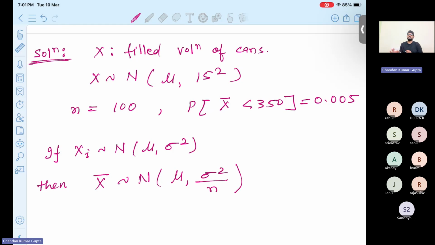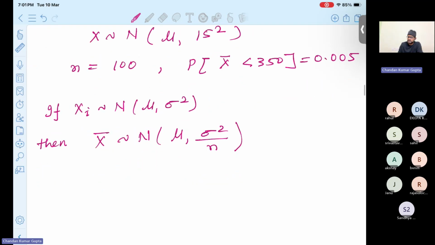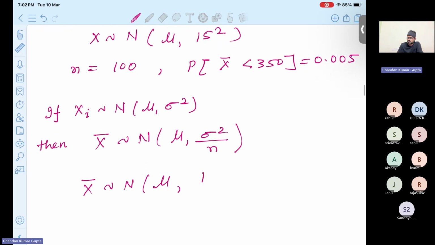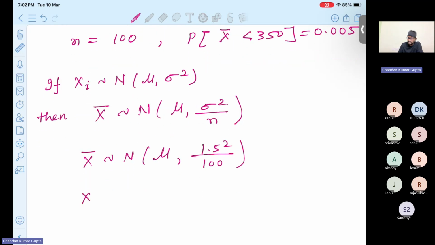N is the size of the sample from where that average value of the sample mean is calculated. Okay. So here in our case, x bar is a sample mean of 100. So that means here x bar follows normal distribution. The mean is not known, so mu. The variance is given 15 square, it's 1.5 square upon 100. So x bar follows normal, mean mu.